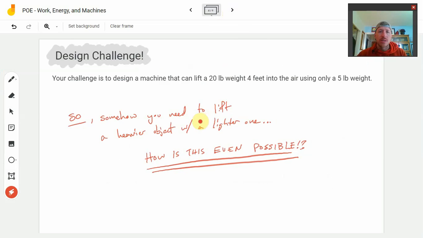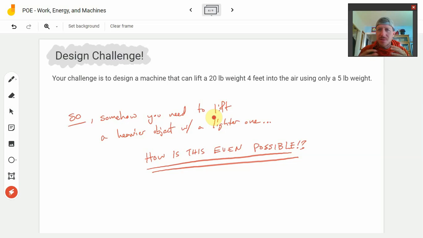Anyways, so the design challenge that you guys just did was to design a machine that can lift a 20-pound weight 4 feet in the air using only a 5-pound weight. And hopefully you guys had some struggle with this. Hopefully you guys came up with some creative ideas. I'm excited to look over them.